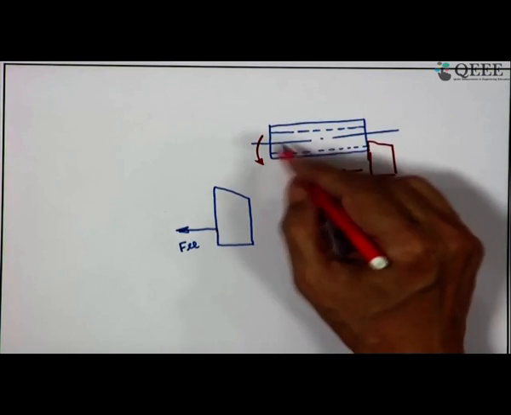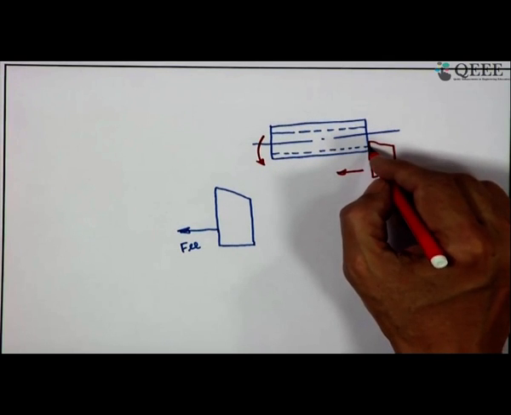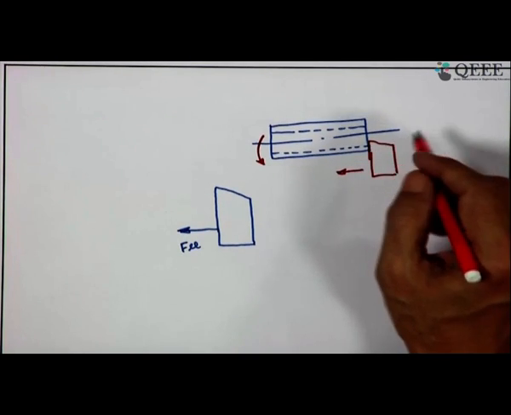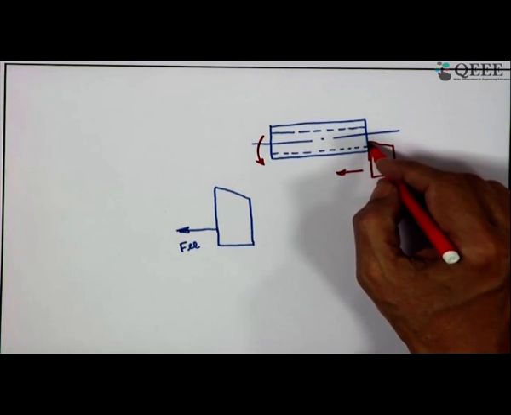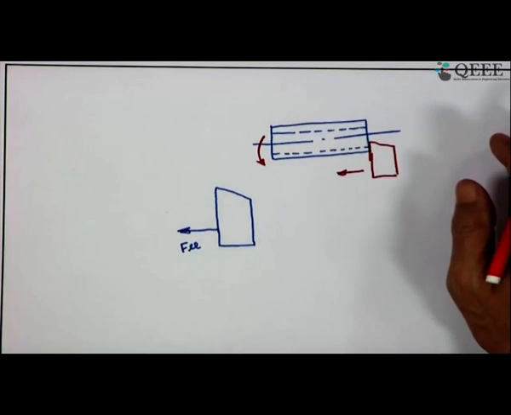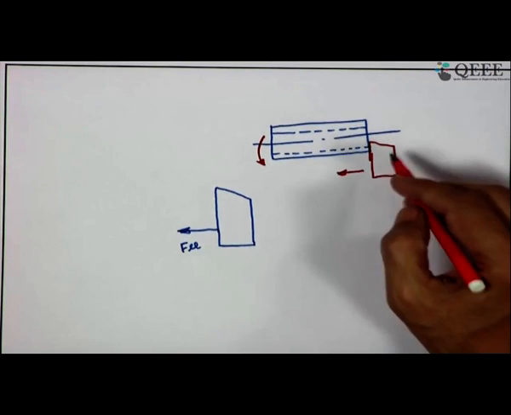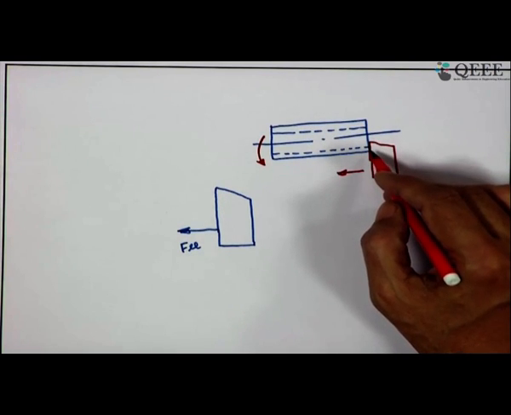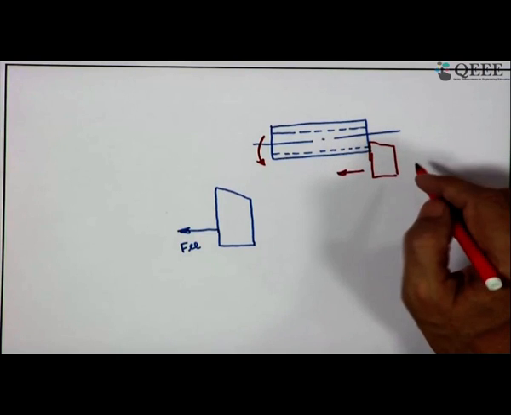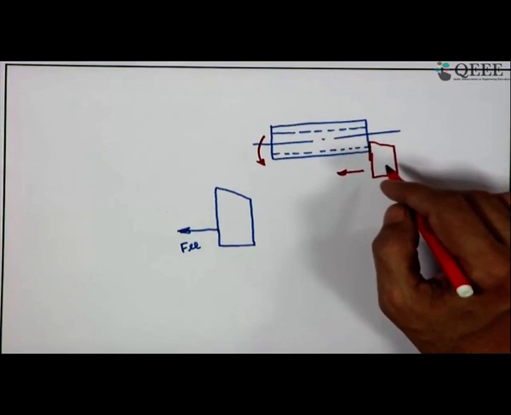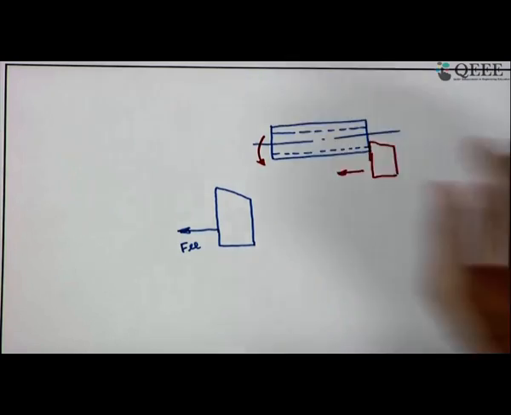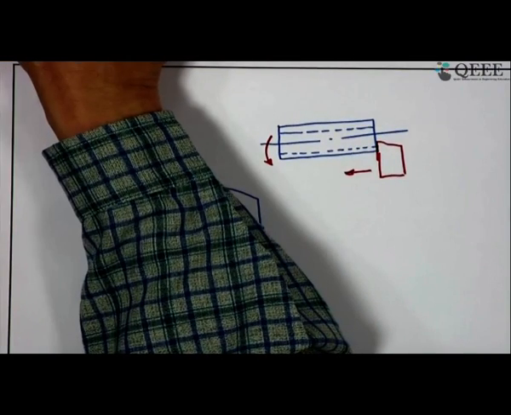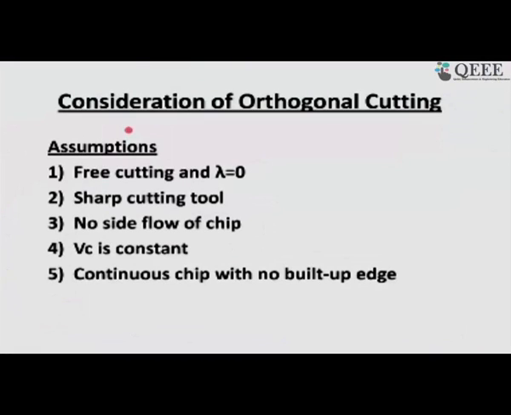So cutting speed is given, and then you have a feed motion. Only this part of the cutting edge is engaged in cutting, the top or this side, those are not participating. So it is a case of free cutting with lambda 0, and we call it free orthogonal cutting. So this is how we illustrate free cutting with lambda 0. Now getting back to the conditions we have laid down, let us go to the next one.